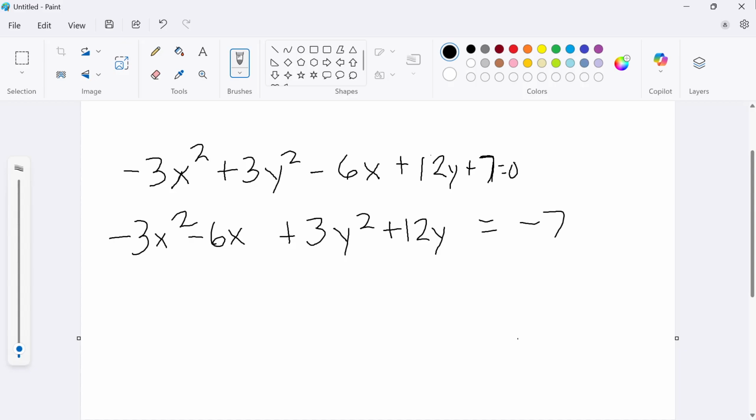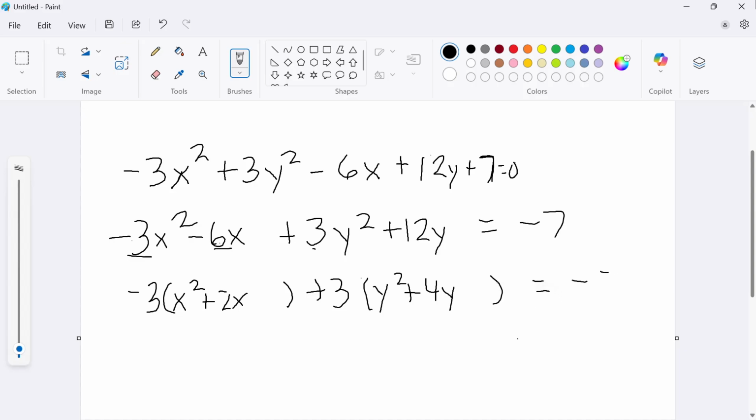Now I'm going to divide both of these by negative 3. Negative 3 divided by negative 3 is just 1, so x squared. Negative 6 divided by negative 3 is 2, plus 2x. I'm going to leave a space there. And then I have to put a plus 3. And then 3y squared divided by 3 is just y squared. 12y divided by 3 is 4y. I'll leave a space for my squared number, minus 7.